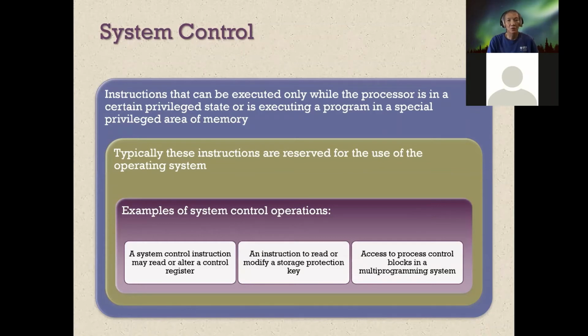System control is specific to some special need. To perform this kind of control, you need special kind of instruction because of security reason. That means we need special instructions to protect some information inside the processor.